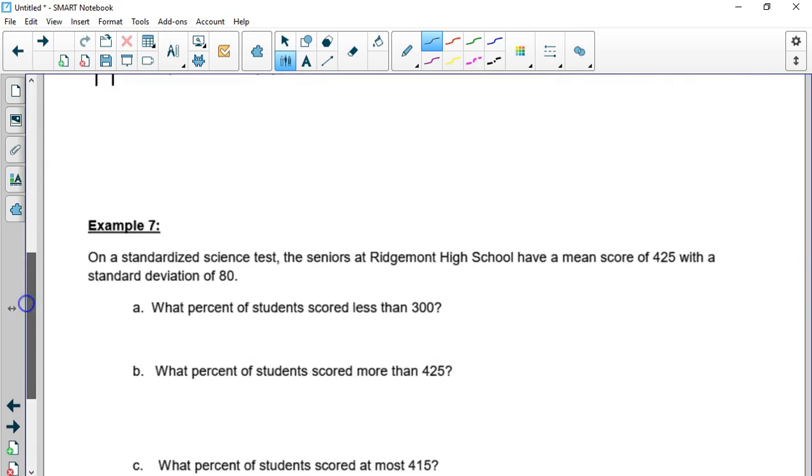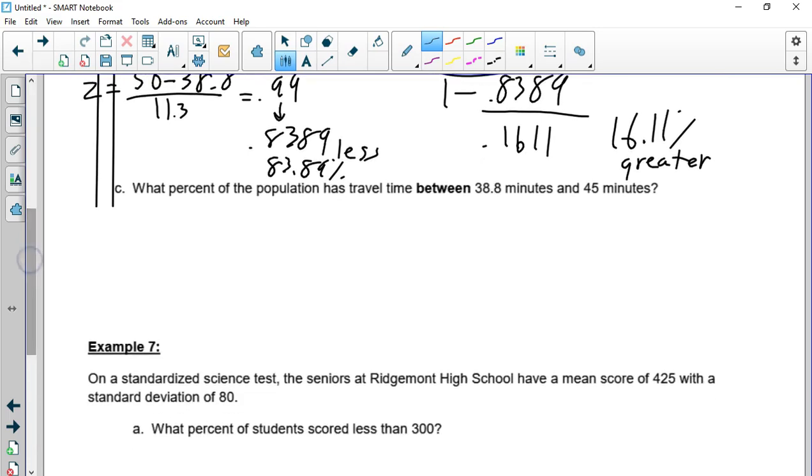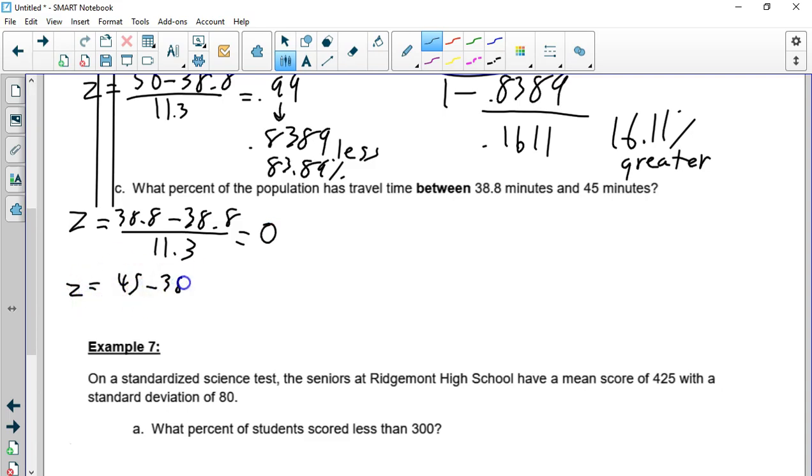I'm just going to keep doing this to me. Let's see if I can get it to stop doing that. There we go. So z equals 38.8. Remember, that's our actual time, minus 38.8 divided by 11.3. That's going to give us a time of just 0. And our second one is going to be 45 minus 38.8 over our standard deviation of 11.3.